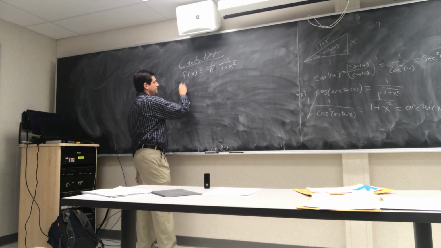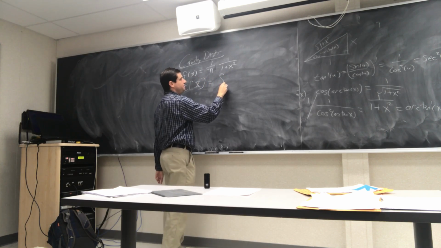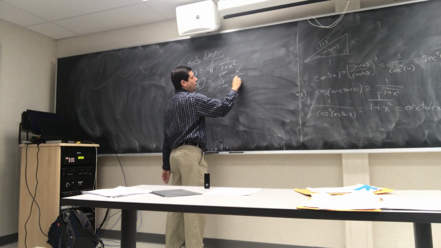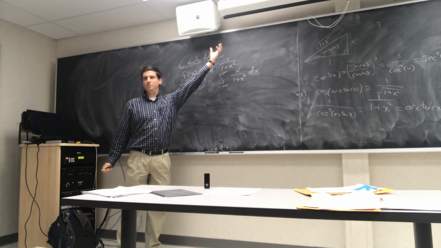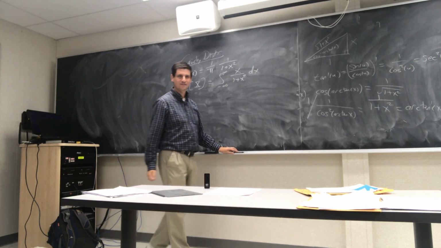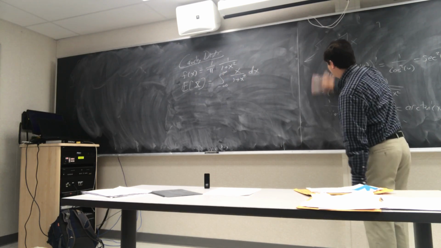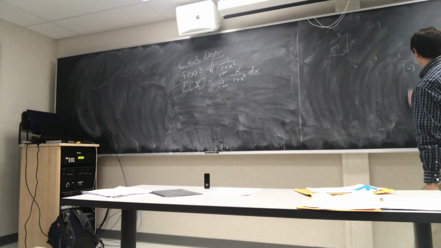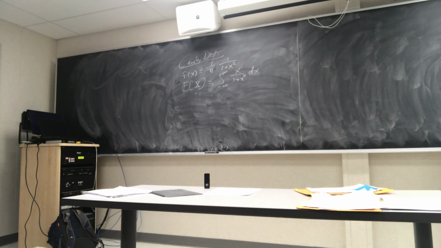So let's try to calculate the expected value of x, which is the integral from minus infinity to infinity of x over 1 plus x squared dx. You might think, what should this integral be? I'm integrating an odd function over a symmetric region. It should be 0. Unfortunately, you have to be very careful about infinities.